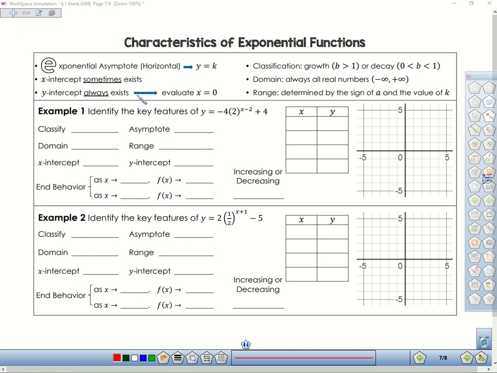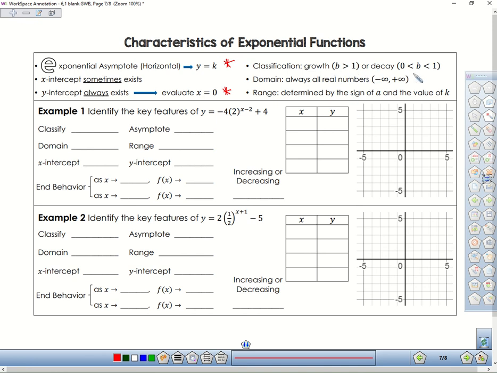You always will have a y-intercept though, and you only have one of them, because if you had two, it wouldn't be a function, it wouldn't pass the vertical line test. That's a whole other story, right? And you can always evaluate it at x equals 0. This is such a key step, and so is this. These two steps right here are going to help you get the bones of your graph, to give you the general idea of what that graph's going to look like.